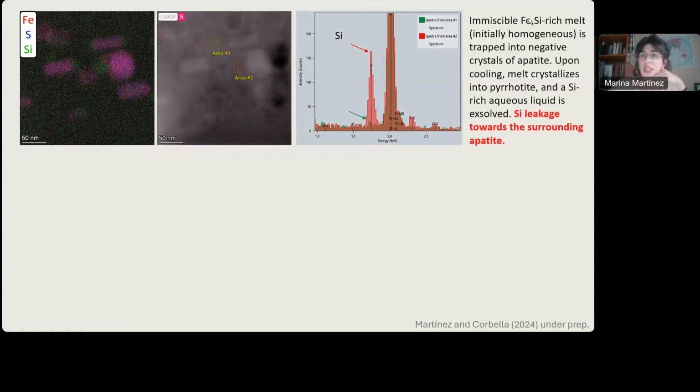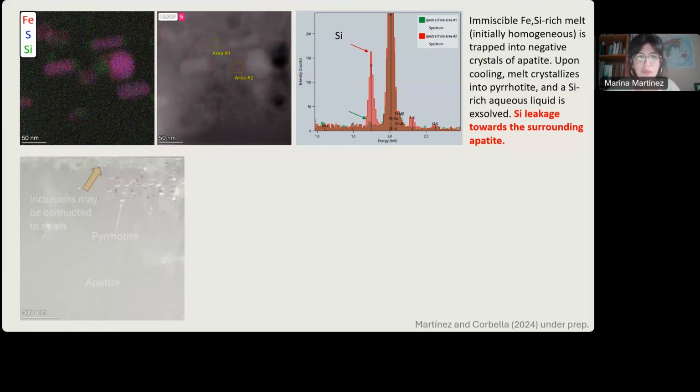And so we conclude that there was this crystallization of apatite taking some immiscible iron silica-rich melt that was trapped into negative crystals of apatite, and upon cooling, the melt crystallized into pyrrhotite, and then a silica-rich aqueous fluid was exsolved, and then silica left the inclusion. There was silica leakage towards the surrounding apatite.